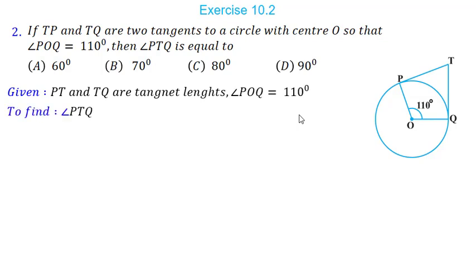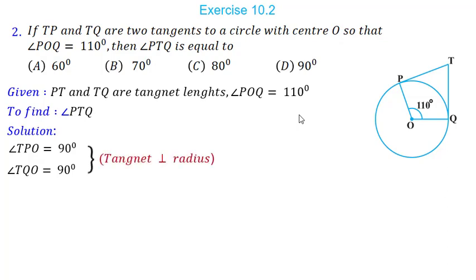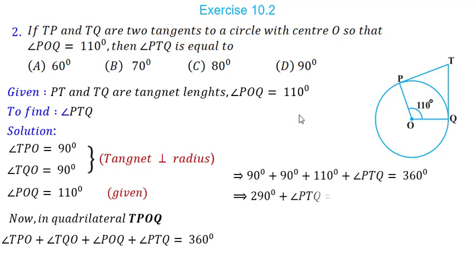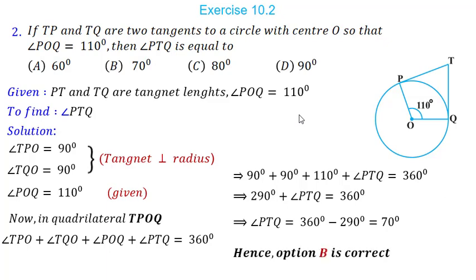We have written given to find, and in solution first we write angle TPO 90 degree, angle TQO 90 degree. We will mention the reason, that is tangent is perpendicular to radius. Angle POQ is 110 degree given. Now in quadrilateral TPOQ we add all the angles and equate it with 360. That gives on simplification angle PTQ as 70 degree. So I will say that option B is correct option.